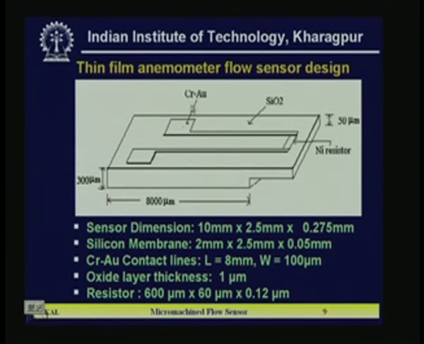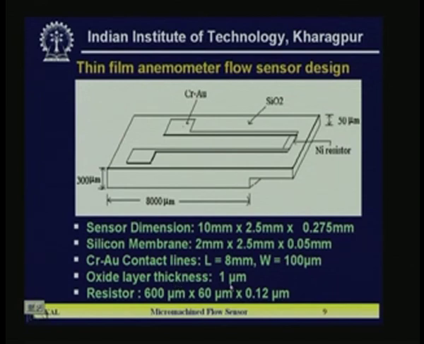Chromium is used, as I mentioned earlier also, for proper adhesion of the gold film onto the silicon or silicon dioxide substrate. Otherwise the adhesion of the gold will be very poor, and in subsequent processing the gold may be peeled off from the surface of the silicon dioxide. Similarly, below nickel also we have to use some chromium layer, which is a very thin layer, maybe 100 to 200 angstrom unit, not a very large amount. That will help adhesion of the nickel with the substrate, which is silicon dioxide below that film.